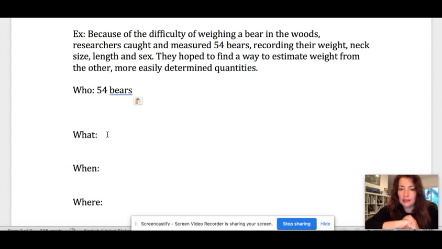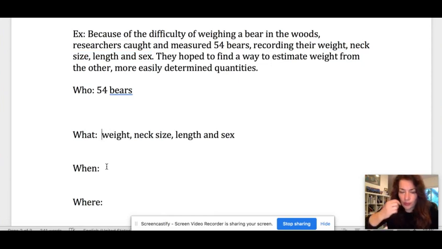What is the study about? If you look here, they recorded their weight, their neck size, the length, and the sex. So that's basically your what. You can take each one of these categories and put them into a table. So you can take each one of these, weight, neck size, length, and the sex of the bear, and make a category for each. So that would be the what.